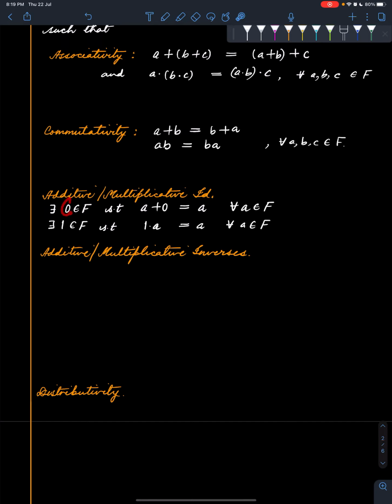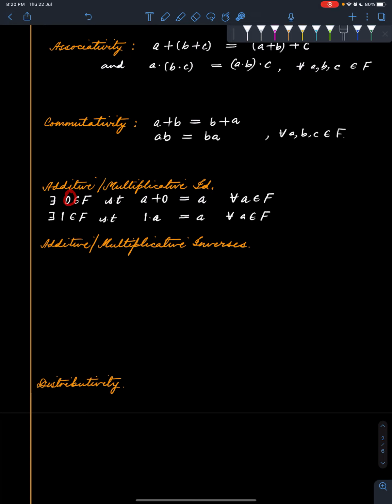So again, do not confuse this 0 with the 0 of natural numbers or rational numbers or any such thing. It's just a symbol which behaves just like the 0 of integers or rationals or whatever. So we just use the same symbol. And yeah, so that's that. And similarly for this guy. So we just demand by axiom that such things exist in our set, in this set F, which behave this way with respect to addition and multiplication. Alright, and this is called the additive identity, and this is called the multiplicative identity.